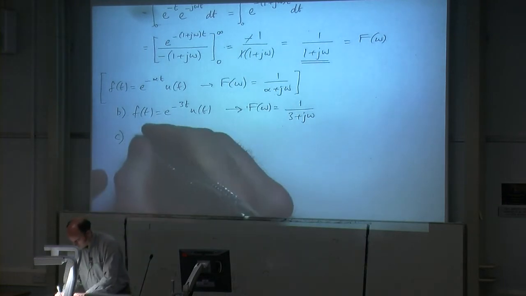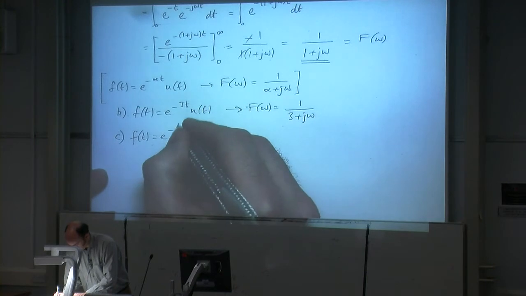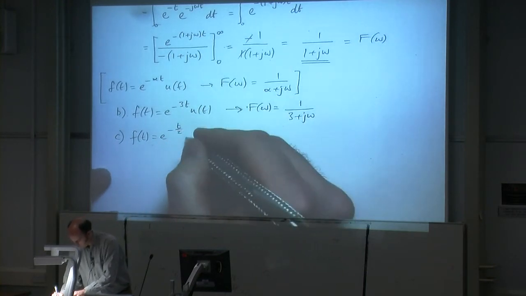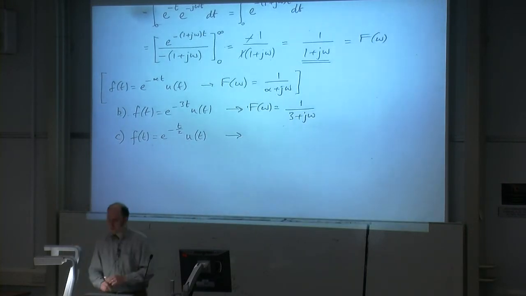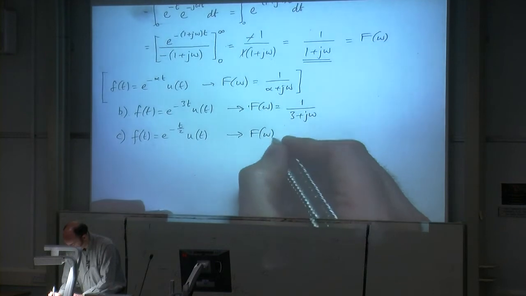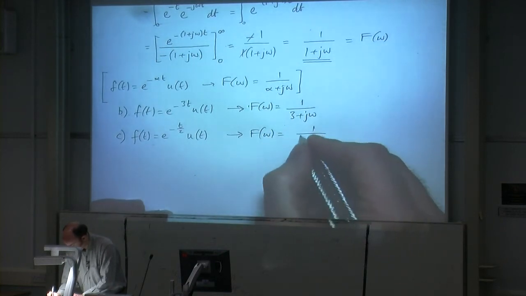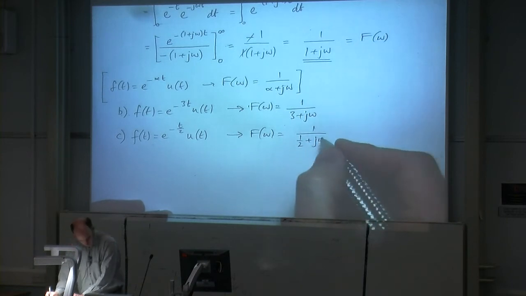And C, we've got f of t is e to the minus t upon 2 ut. So here alpha is obviously 1/2, and so we could apply that theory, F of omega is 1 divided by 2 plus j omega.